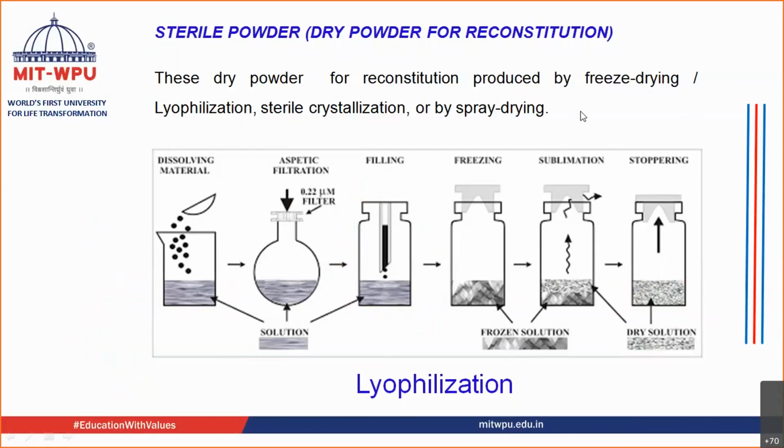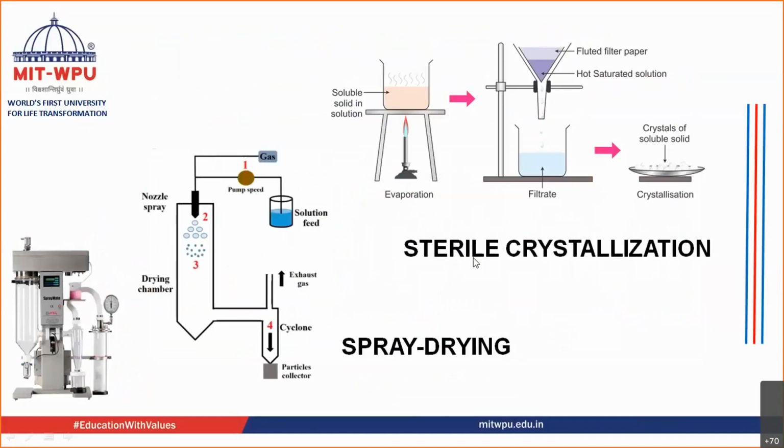Going to the next process, that is sterile crystallization. Now this image is not of the sterile way of crystallization, but it will be helpful for you to understand the crystallization process. If this crystallization process is carried out in a sterile environment, then that process is known as sterile crystallization. So sterile crystallization is nothing but crystallization carried out in a sterile environment.